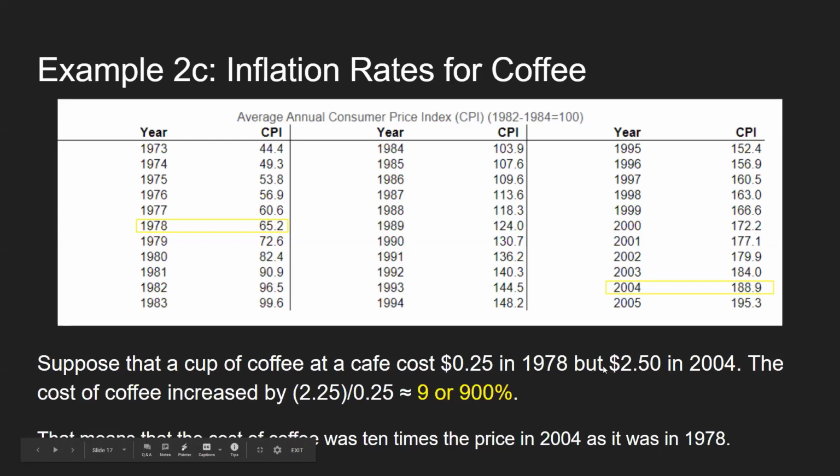So inflation rate is always giving you a percentage. You use relative change to find it. When you interpret it, be sure that you understand what that interpretation is. A 900% increase in inflation means that the value was 10 times the price it was before.